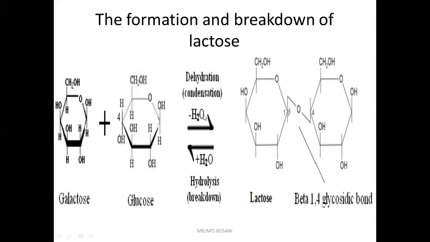Water is given out, forming the beta 1,4 glycosidic bond in lactose. If this lactose is broken down through the process of hydrolysis, I'm going to get the individual monomers of galactose and glucose.